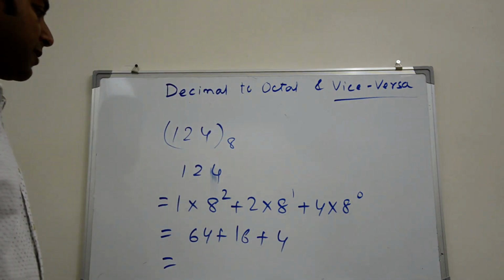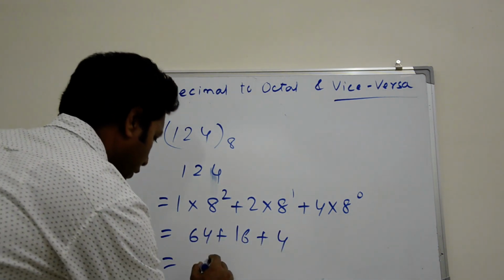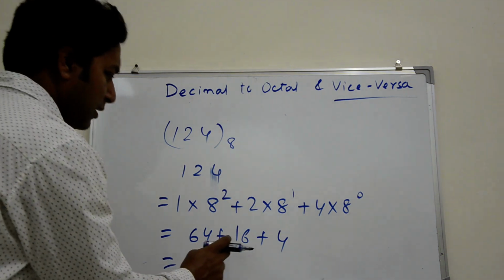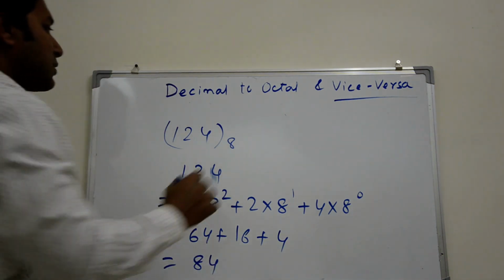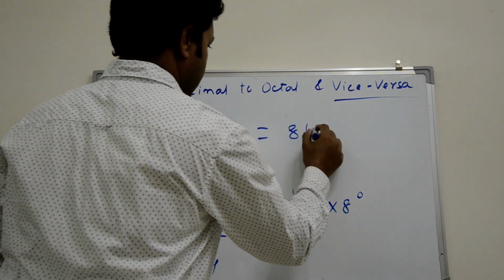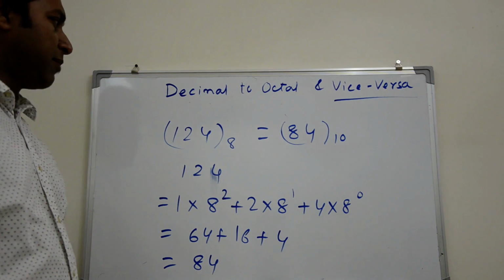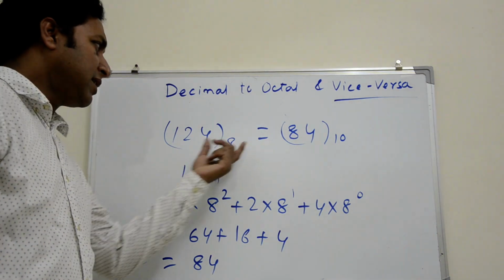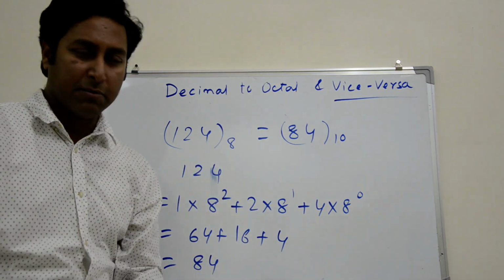Now you just add it. 6 plus 4, 10. 10 plus 4, 14. So 1 carry. 6 plus 1, 7. 7, 1, 8. So 84 is my decimal number, and this was my octal number, and if I convert it, I get this decimal number.